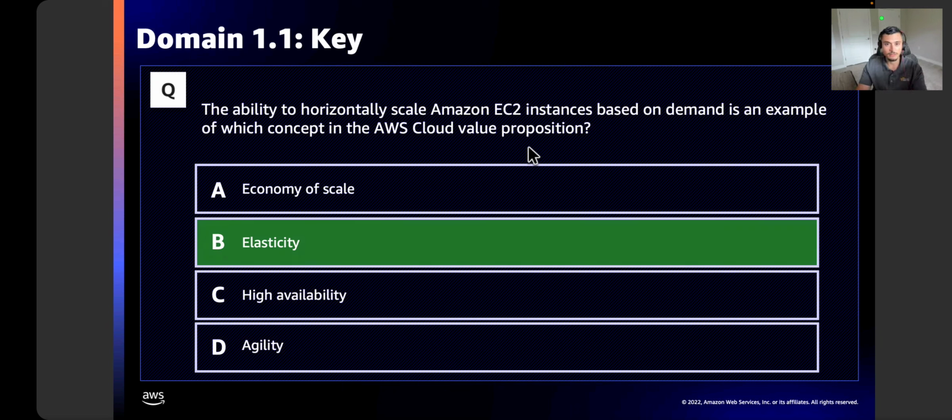When we talk about high availability, we're just saying that we want to remain available, right, at all times. We want our application to always have some kind of response if we send a request. We want to remain available. But for this question, the value proposition for horizontally scaling instances relates to elasticity, not high availability. All right. So very good.